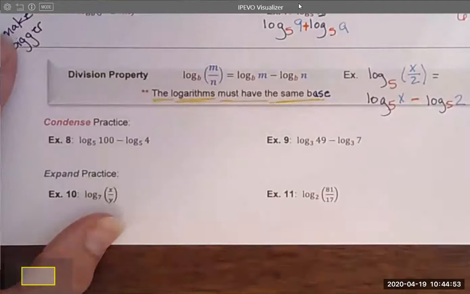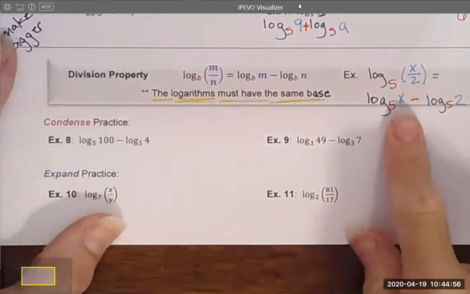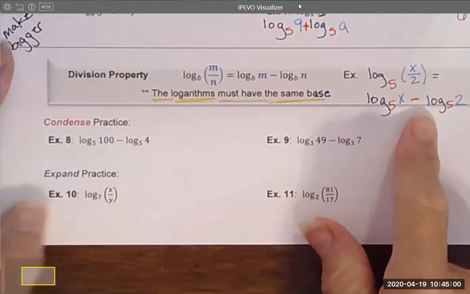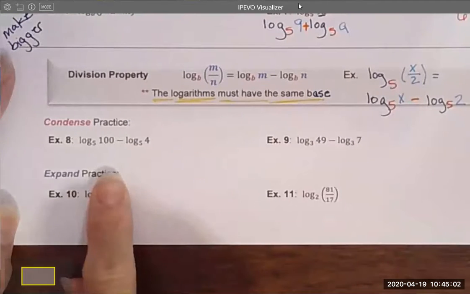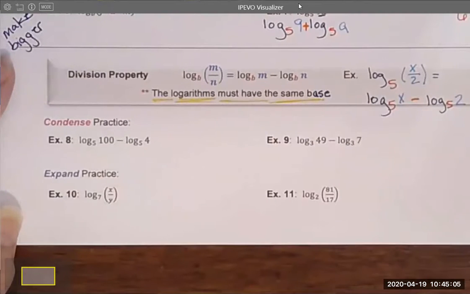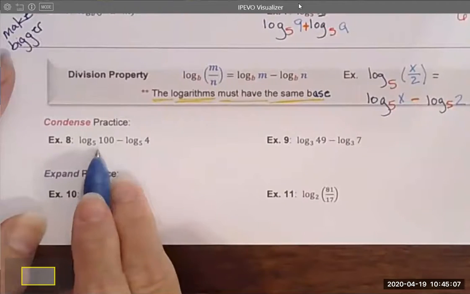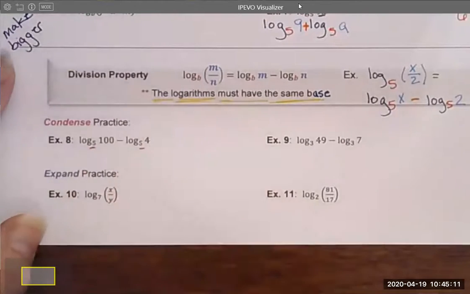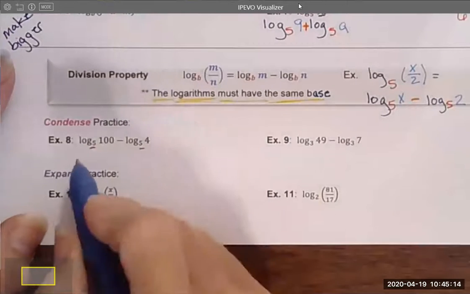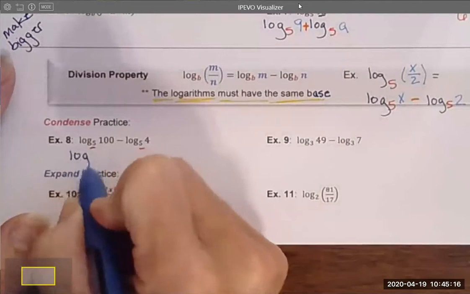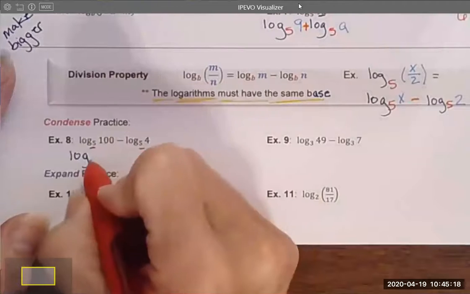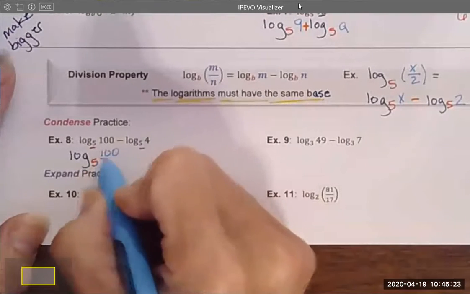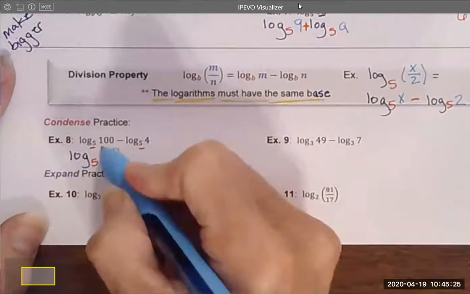And that's how we can use the division property to expand. In this case, we made it bigger. We expanded it into a subtraction statement. Let's look at one where we can condense or make things smaller. In this one, the first thing I have to check is to make sure that my bases are actually the same, and they are. They're both base 5. So I'm going to condense this and make it into 1 log statement. Log base 5 of 100 divided by 4.